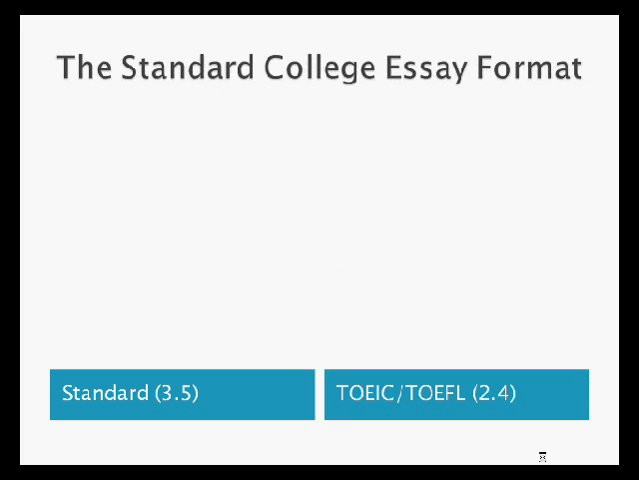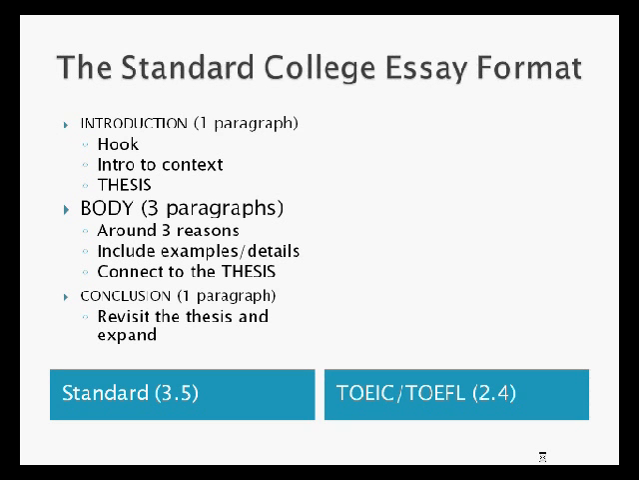So, as we mentioned in the previous video, the TOEIC and TOEFL follow a format that's very similar to the standard college essay. And again, the standard college essay we refer to as a 3.5 format, mainly because there are 5 total paragraphs in the essay and 3 specific body paragraphs which provide sort of the heart of the essay itself. There is an introduction, a body which usually includes around 3 arguments or reasons and includes examples and details. It also helps connect to the thesis, which is introduced in the introduction, and finishes with a conclusion in which we revisit the thesis and expand on the idea.